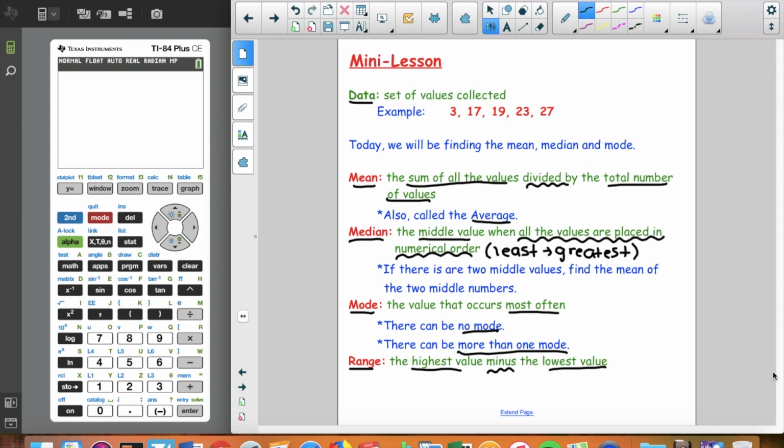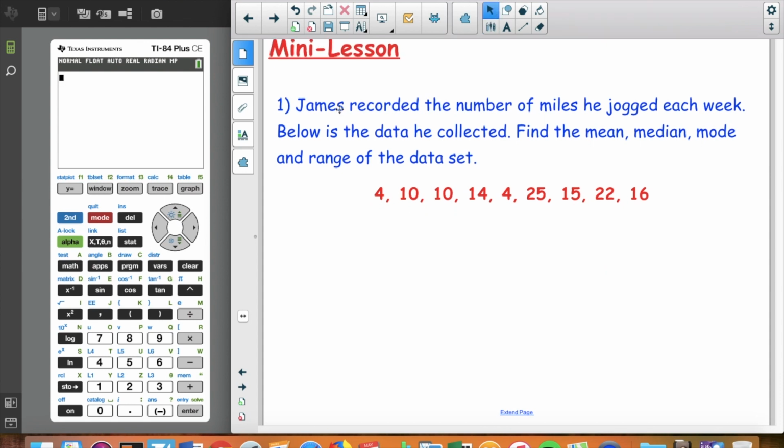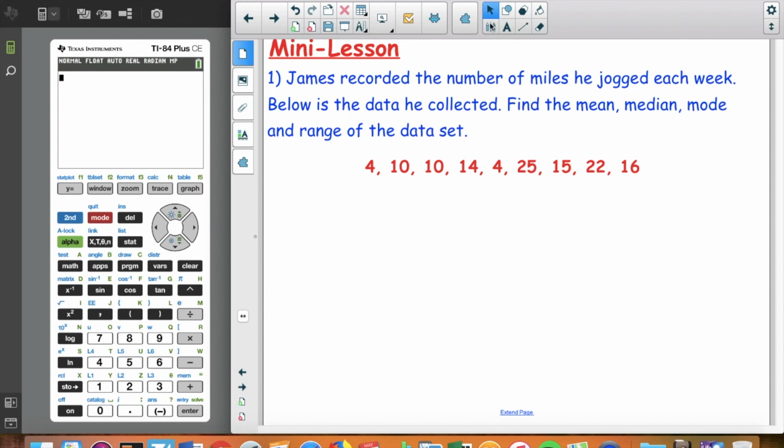So let's get to some examples. So example 1, James recorded the number of miles he jogged each week. Below is the data he collected. Find the mean, median, mode, and range of the data set. So we're finding 4 things here. Let's first start with the mean.